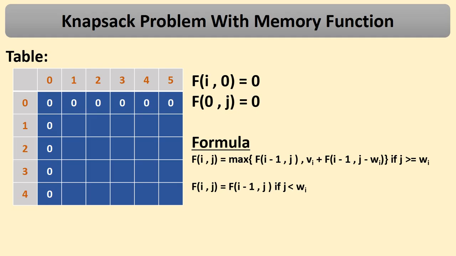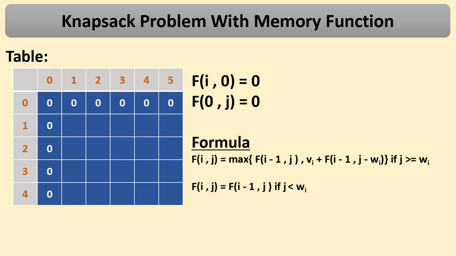So by substituting the value of i and j, we are going to find each element in this table and slowly we have to fill it. Here, whenever you are choosing an item, in the formula you just see f of i comma j equal to maximum of f of i minus 1 comma j comma vi. vi is nothing but the value for that particular item.